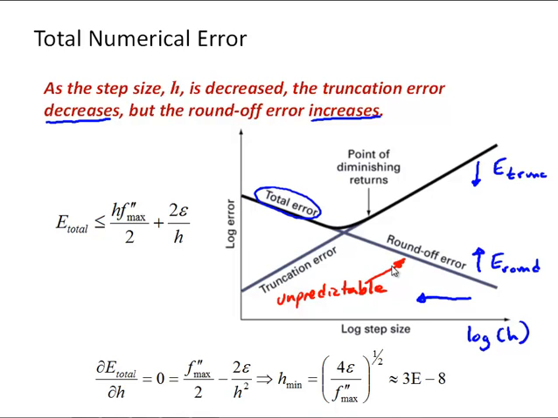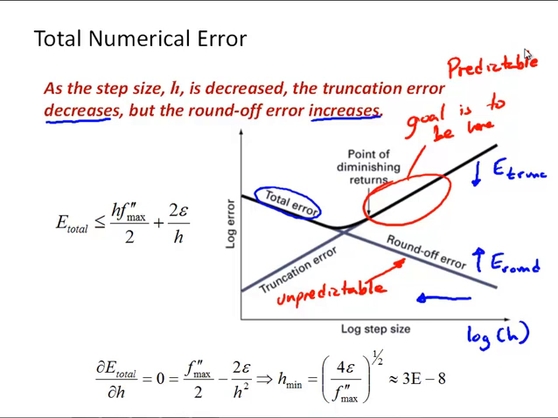So we really would like to be, in general, operating up here. If we operate up here above the point where the round-off error starts to dominate, then we get predictable error behavior. We know if we reduce h for a first order method that the error will roughly reduce in half.